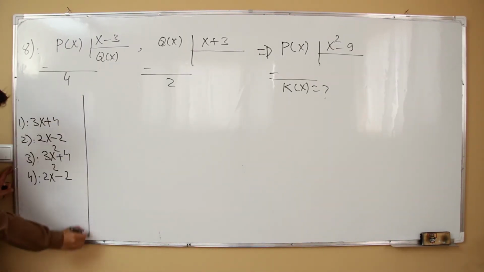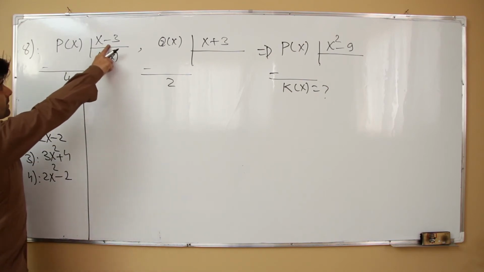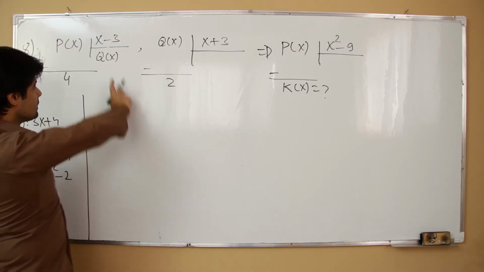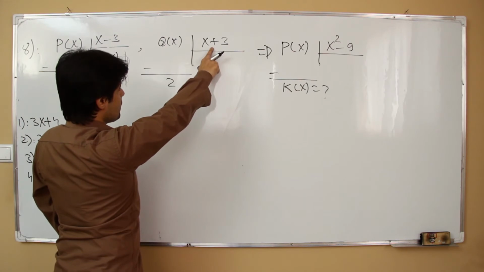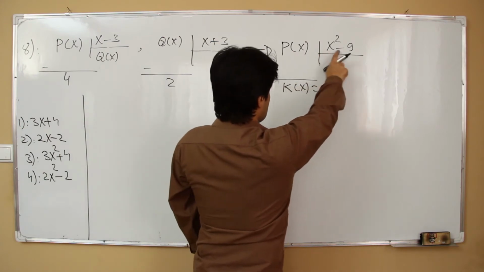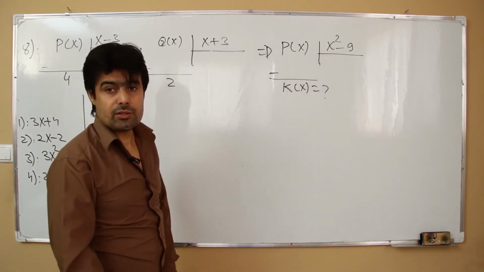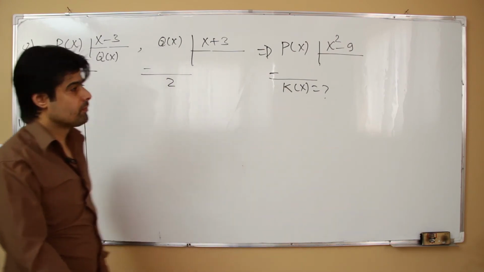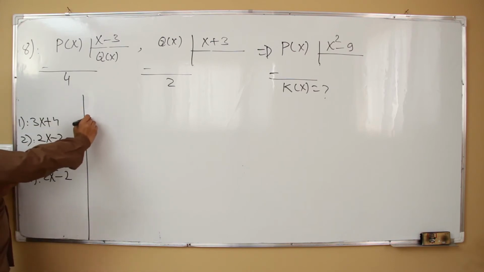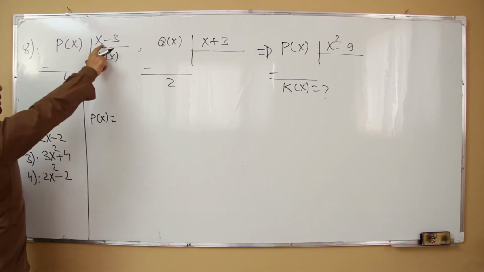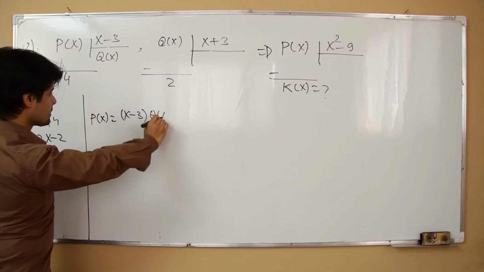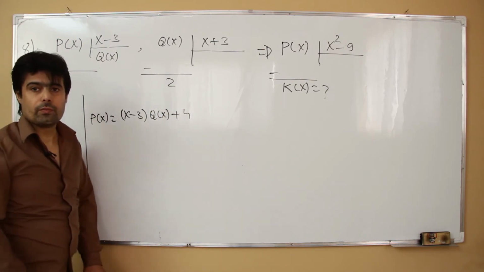Question number 8. Px is divided by x minus 3. The quotient is Qx and the remainder is 4. Now this quotient is divided by a divisor x plus 3. The remainder is 2. If we divide Px by the divisor x square minus 9, then what would the remainder be? First, how can you write this one? I think Px is equal to x minus 3 times Qx plus 4. Am I right or not? Yes, you are right.